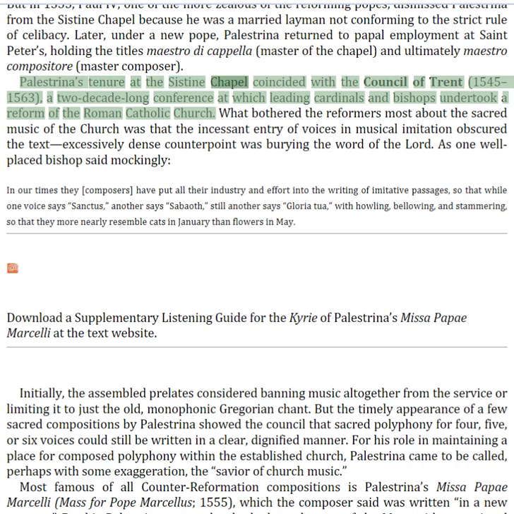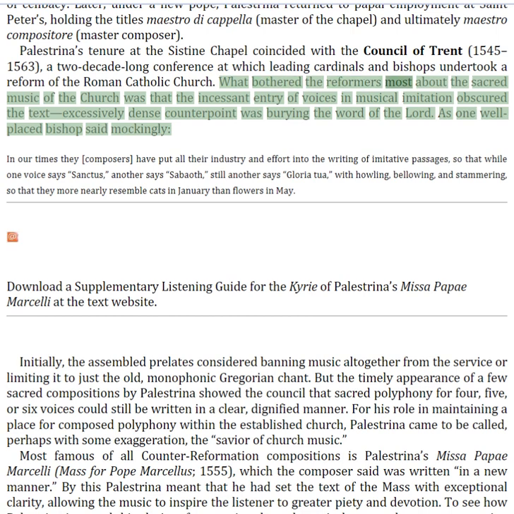Palestrina's tenure at the Sistine Chapel coincided with the Council of Trent, a 2-decade-long conference at which leading cardinals and bishops undertook a reform of the Roman Catholic Church. What bothered the reformers most about the sacred music of the church was that the incessant entry of voices in musical imitation obscured the text, excessively dense counterpoint was burying the word of the Lord.